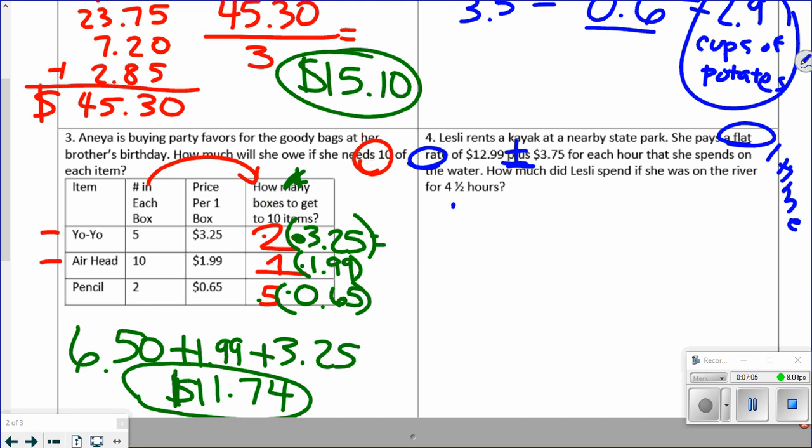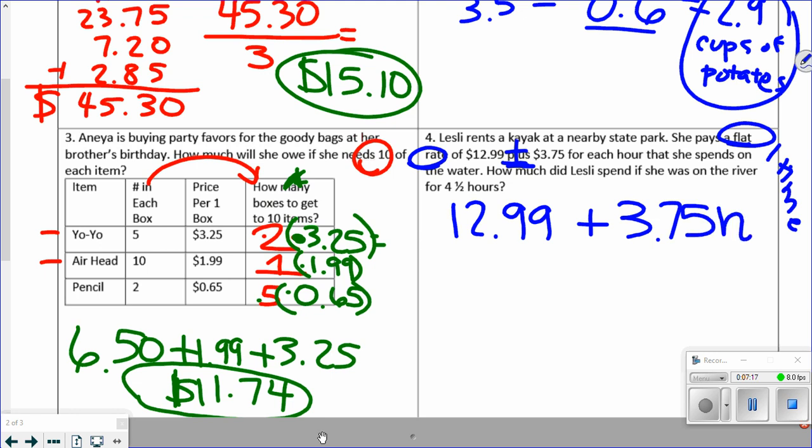Okay, so we're paying a flat rate of $12.99. That's a one-time thing, plus $3.75. Now that's per hour. So I'm going to put a little h by it to note that we're saying $3.75 times the amount of hours that she is on the water. So h is really equal to the hours. Well, do we know how many hours she's on the river? Yeah, it says it right here, 4.5.